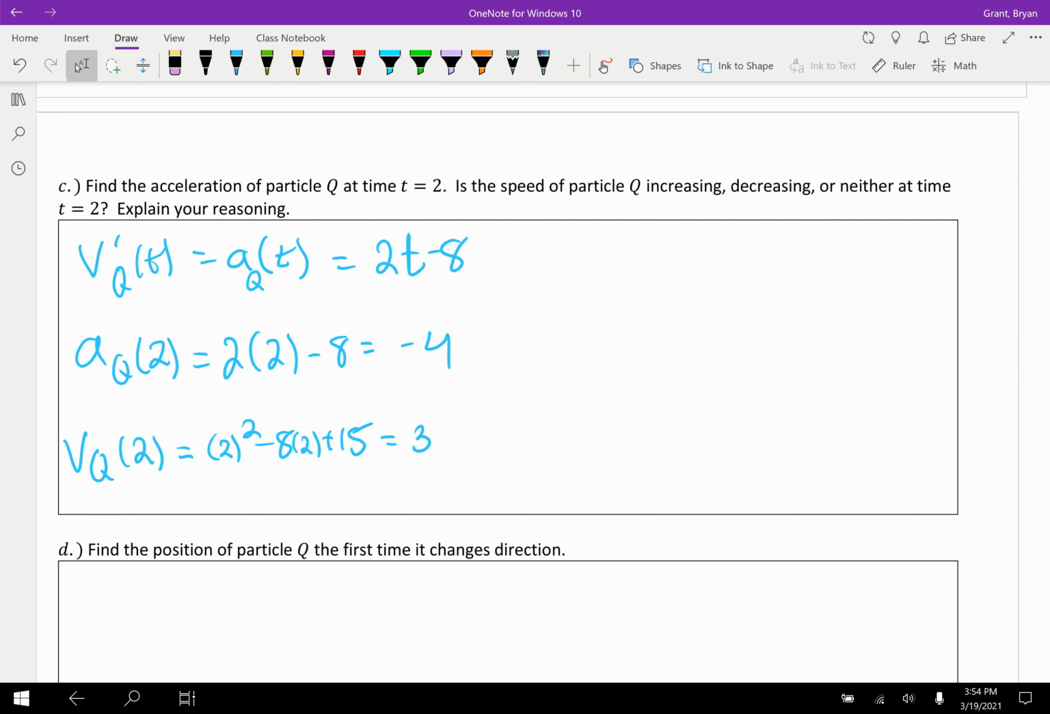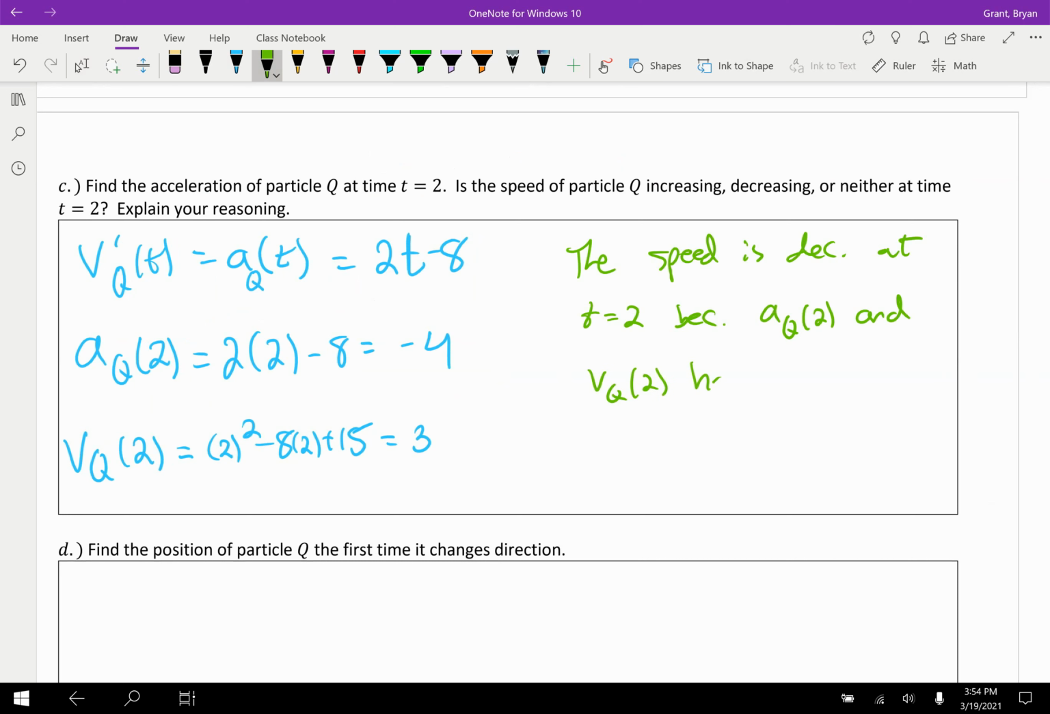All right, how do we conclude here? Well, we would say something like the speed is decreasing at t equals 2 because a sub q of 2 and v sub q of 2 have opposite signs. And that's the most important part, that they are opposite. It doesn't matter what their numbers are, right? We want to know that one is negative and one is positive. You might not even get the credit here if you said a sub q of 2 equals negative 4 and v sub q of 2 equals 3, because that doesn't show you understand why. We gave some numbers, but the numbers don't matter. It's all about the signs. Just saying they have opposite signs would be good to go.